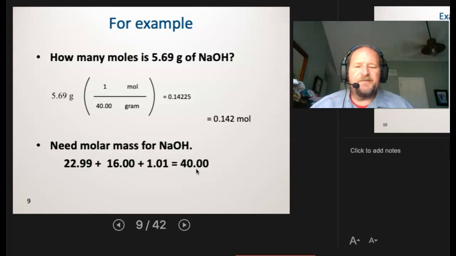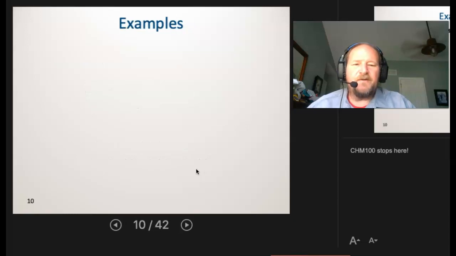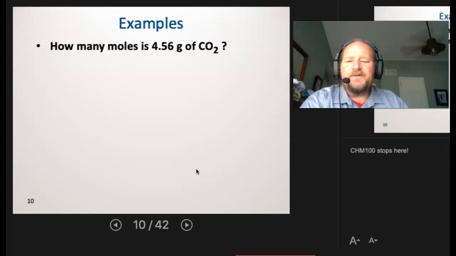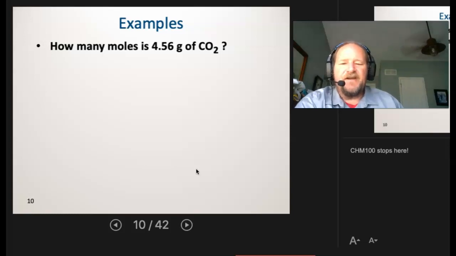Now I know it always looks easy when I do it, so you might want to pause it here, go back, see this a couple of times to see how I put it together, and then go on to the next slide where we're going to start doing these problems. So how many moles is 4.56 grams of CO2?